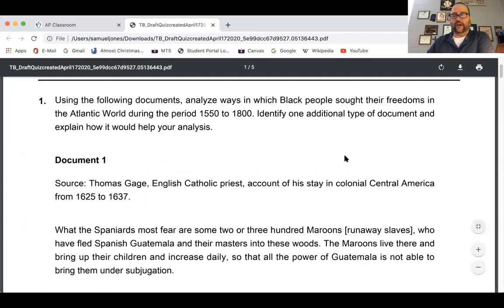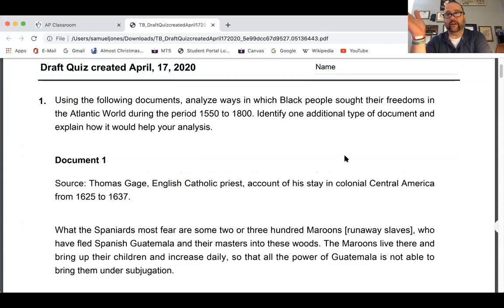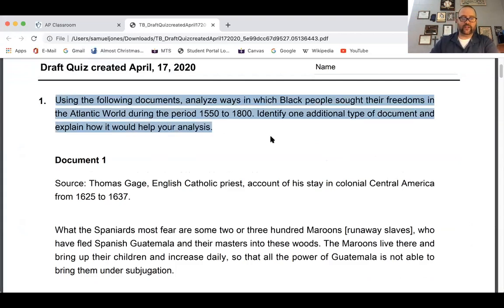And this is not how it's going to appear on your computer screen, at least I hope not. The documents usually are boxed out individually, but since this is from AP Classroom and it's practice, it is what it is. So you see right here, take a look at my cursor. Number one, it says, using the following documents, analyze ways in which Black people sought their freedoms in the Atlantic world during the period 1550 to 1800. And notice it also says to identify one additional type of document and explain how it would help your analysis.